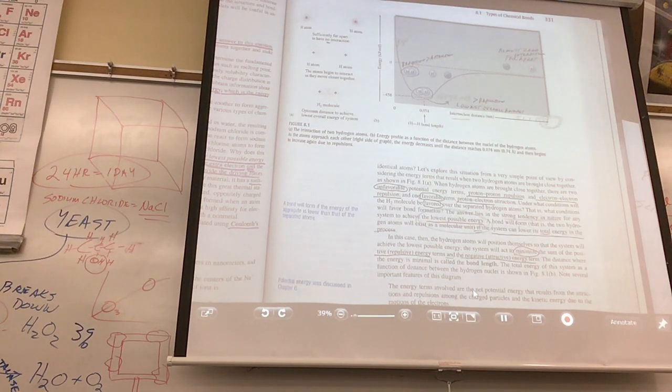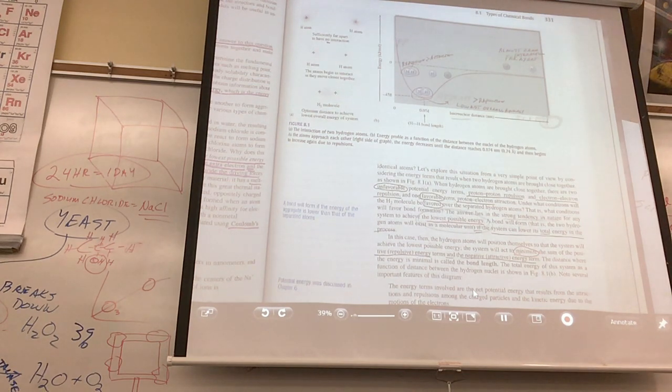Keep going. There is one favorable term, proton-to-electron attraction. Under what conditions will the hydrogen molecule be favored over the separated hydrogen atoms? That is, what conditions will favor bond formation? The answer lies in the strong tendency in nature for any system to achieve the lowest possible energy. A bond will form, that is, the two hydrogen atoms will exist as a molecular unit, if the system can lower its total energy in the process. In this case, then, the hydrogen atoms will position themselves so that the system will achieve the lowest possible energy.